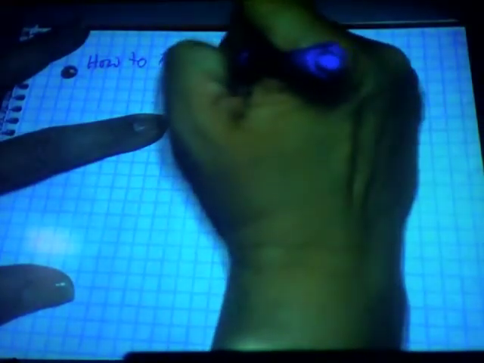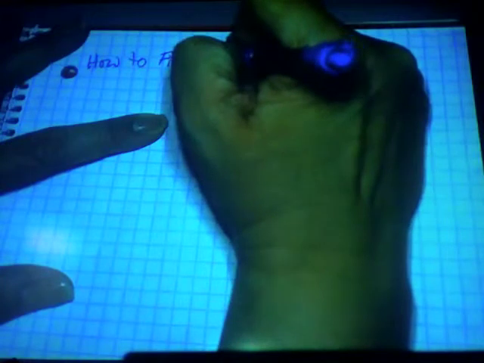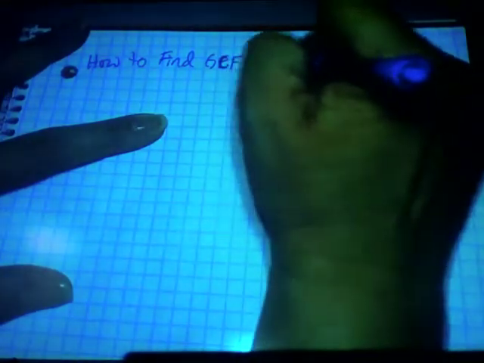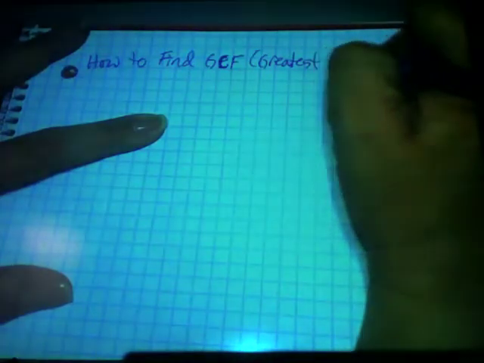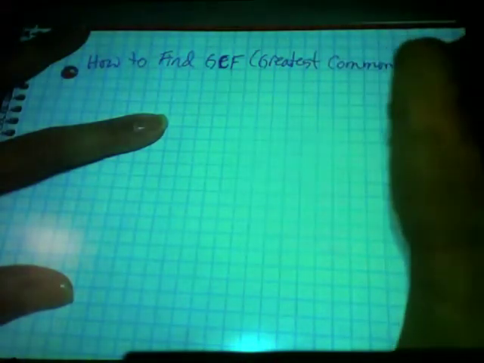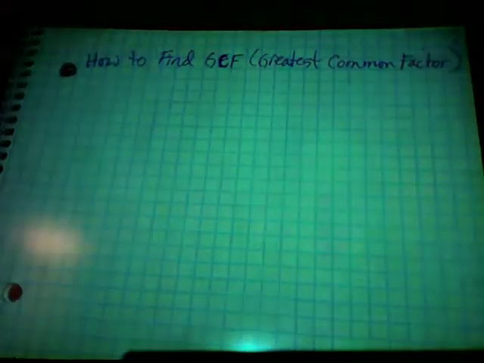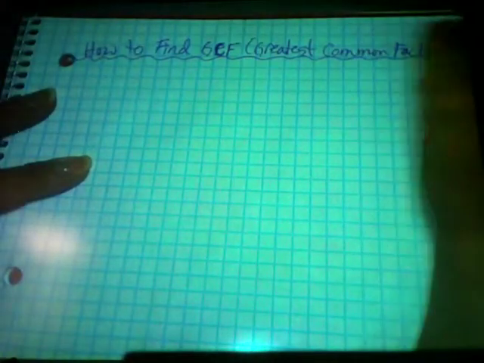How to find. This is a foolproof method. How to find GCF. I can spell it. GCF, which is your greatest common factor. So we're going to follow 4 different steps.